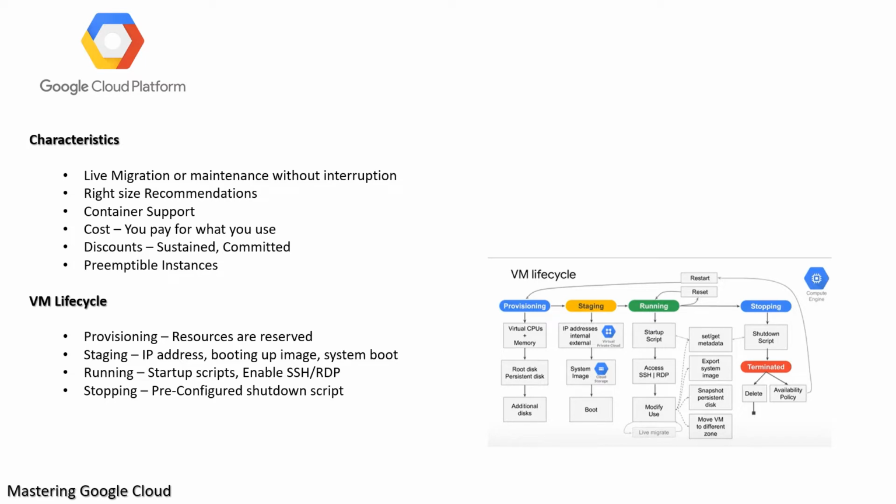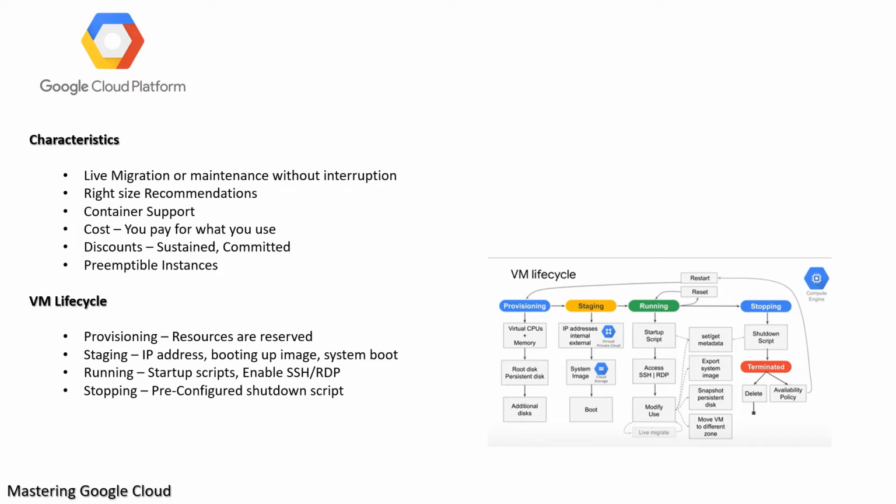Now let's look into the virtual machine lifecycle. When you define all the properties of an instance and click create, resources like CPU, memory, and disk are reserved for the instance, and this is called the provisioning stage. Next, the instance moves to a staging state where the resources have been acquired and the instance is prepared for launch. In this state, Compute Engine is adding IP addresses and booting up the system image. Once all that is done, it moves to a running state.